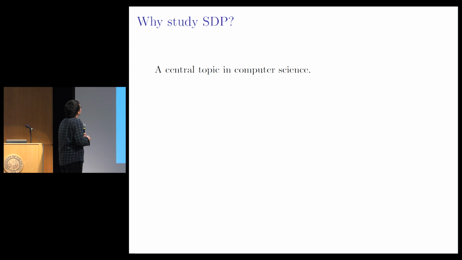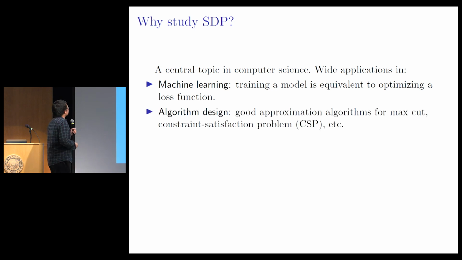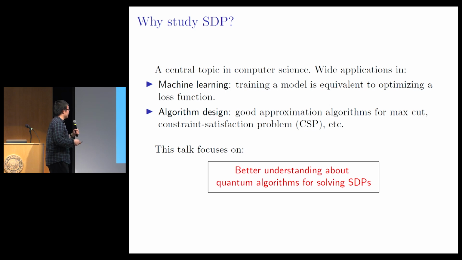Beyond real applications like this demand and supply problem, why do we want to study SDP? I just want to point out that this problem is a central topic in computer science. For instance, it has wide applications in machine learning, because training a model is equivalent to optimizing a certain loss function. Specifically for SDP, it is also very useful on the algorithm design side. That is, it can be used to give good approximation algorithms for max-cut, constraint satisfaction problems (CSP), etc. For this talk, I'm focusing more on the algorithmic side. That is, I'm going to give a better understanding of quantum algorithms for solving SDPs.